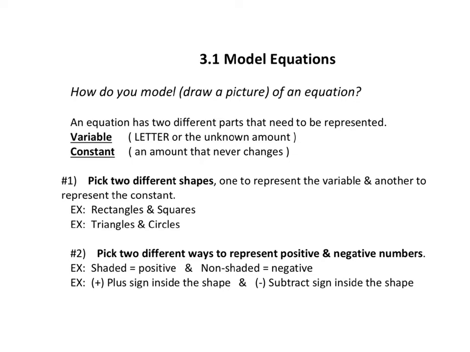You have a variable, which is the letter or the unknown amount, and you have a constant, an amount that never changes. So how we start to model the equation is we have to pick two different shapes: one to represent the variable and another to represent the constant. Example, rectangles and squares, or triangles and circles.